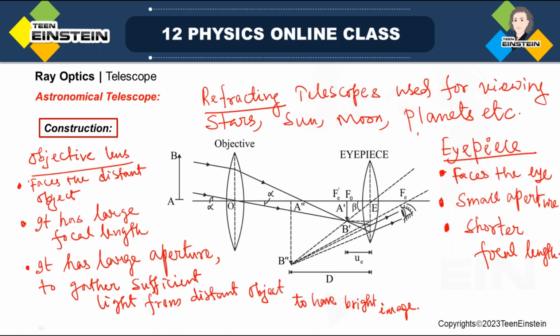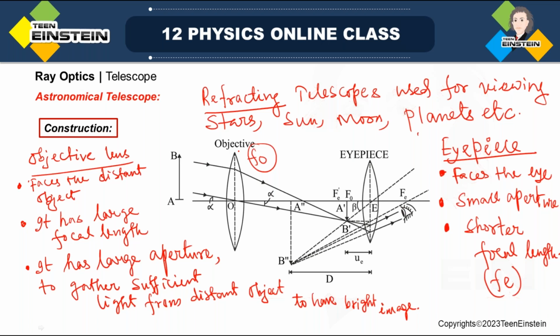Okay, the eyepiece always needs to have larger angular magnification. The focal length of this eyepiece we will denote as FE, and the focal length of the objective is denoted by FO. So FO always needs to be larger than FE, okay, for having better magnification. We will derive and see that when we derive the magnifying power, etc.